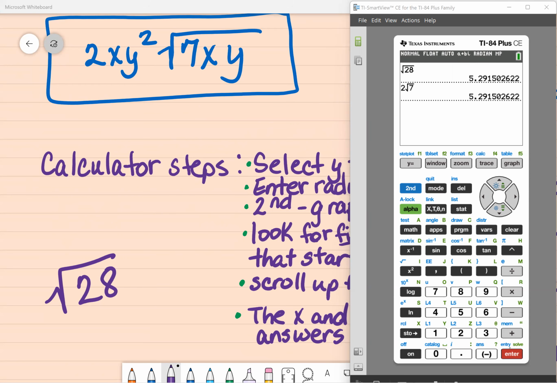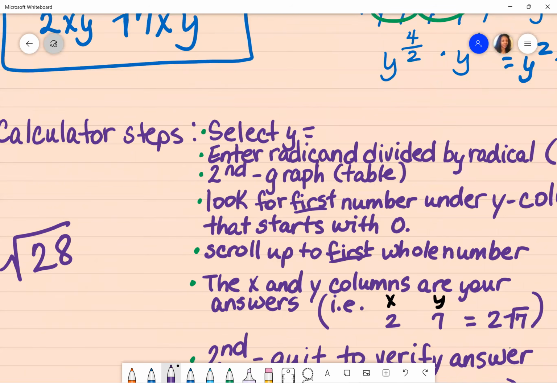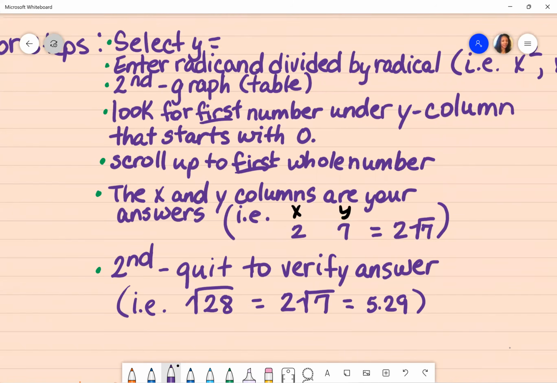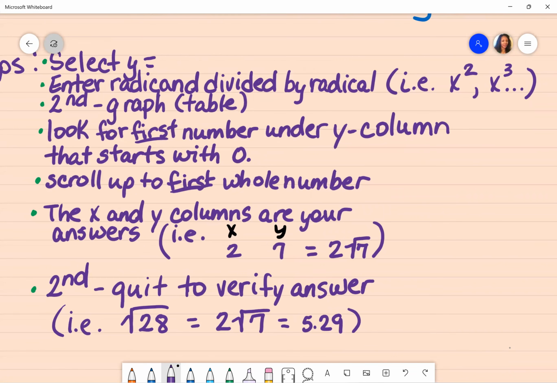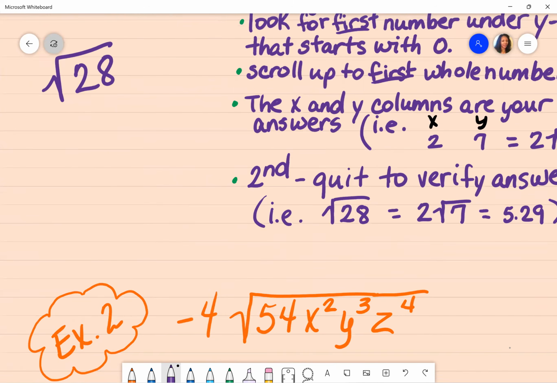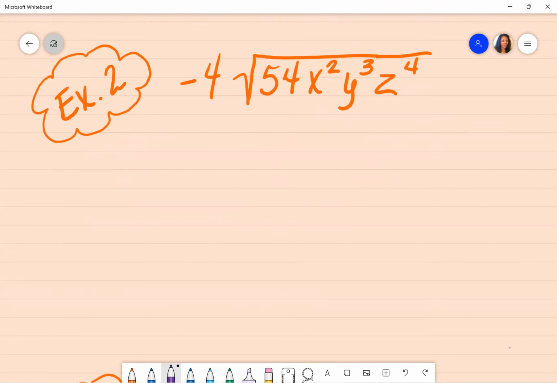So I wrote these steps out for you over here. If you want to take a moment to pause, copy it, however you want to do it, definitely go to that last step and verify that that is in fact your answer, okay? So for example 2, now this time we have a number on the outside.